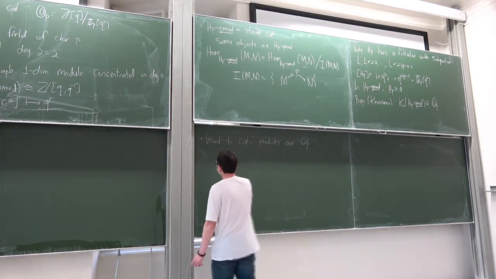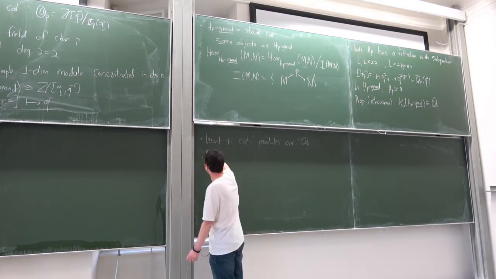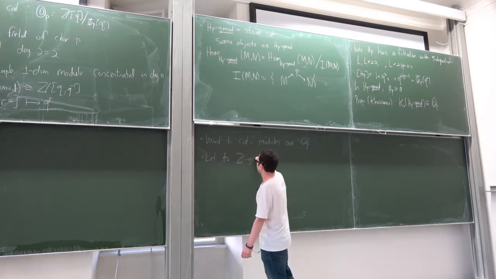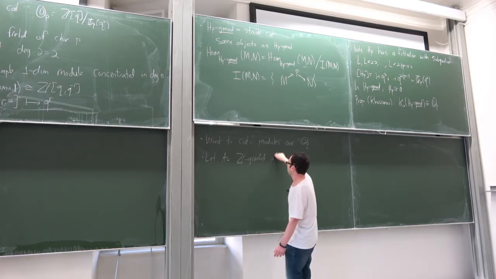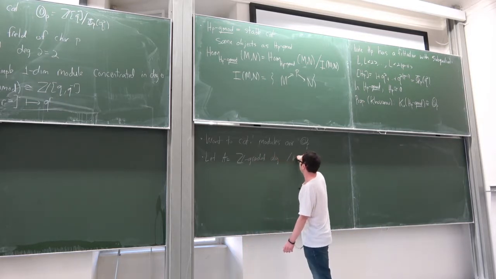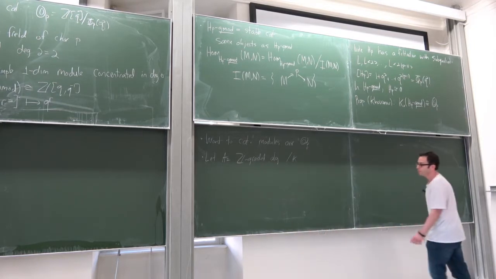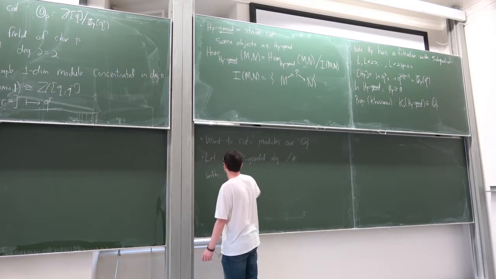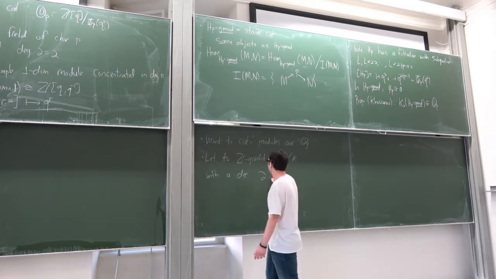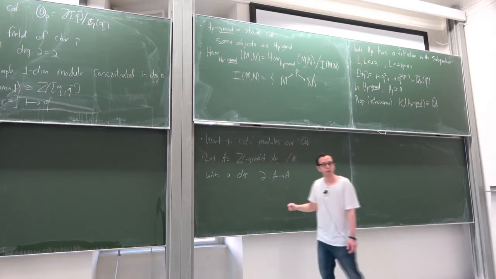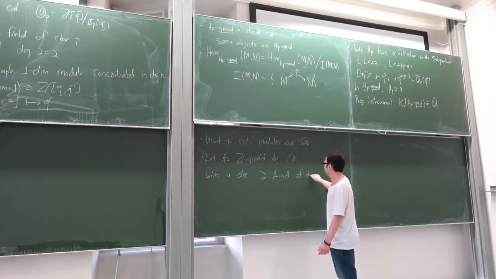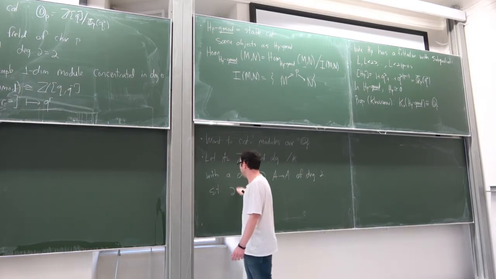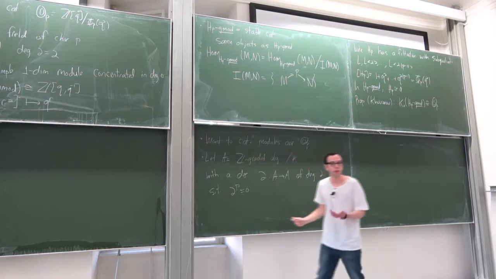So this is the notion now of a PDG algebra. So let A be a Z-graded algebra over our field of characteristic P with a derivation of degree 2 such that d to the P is equal to 0. And so this is what's called a PDG algebra.